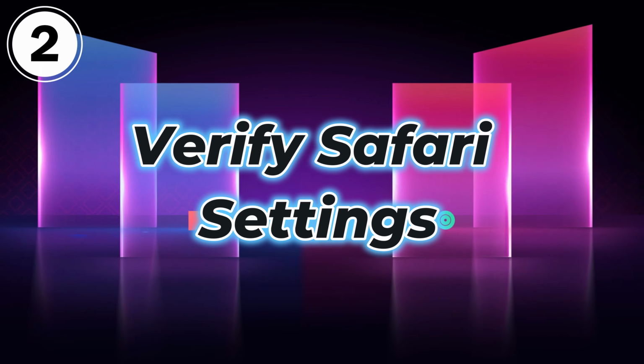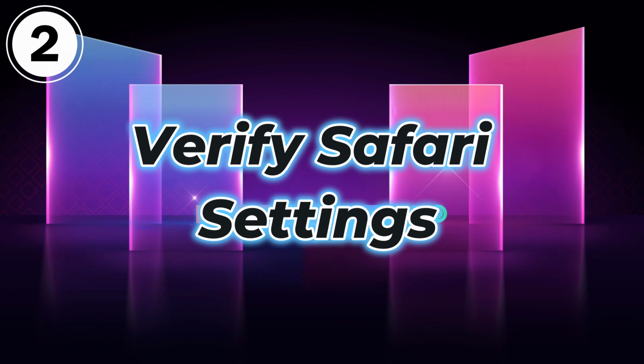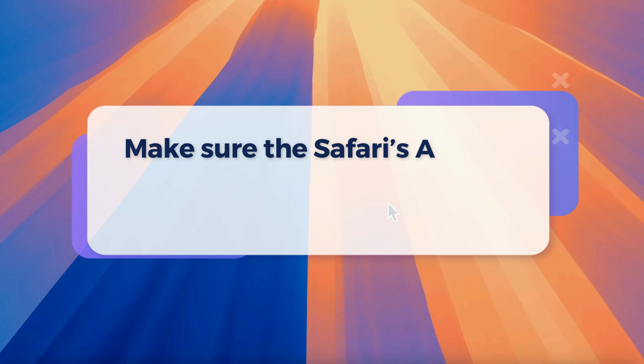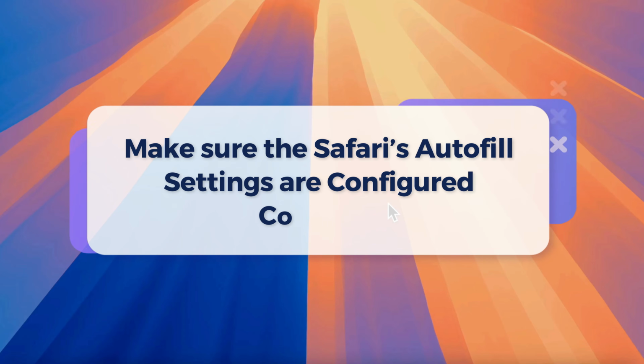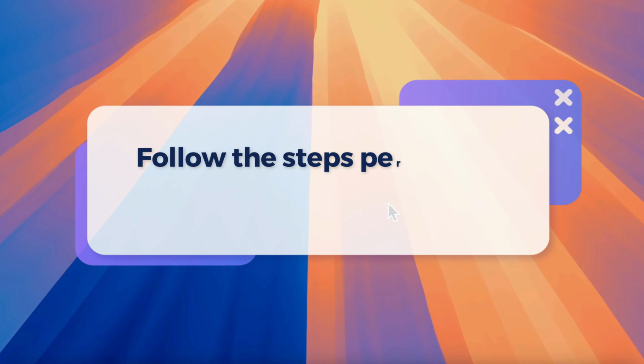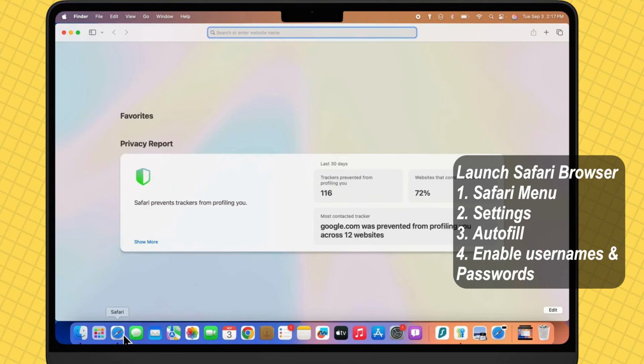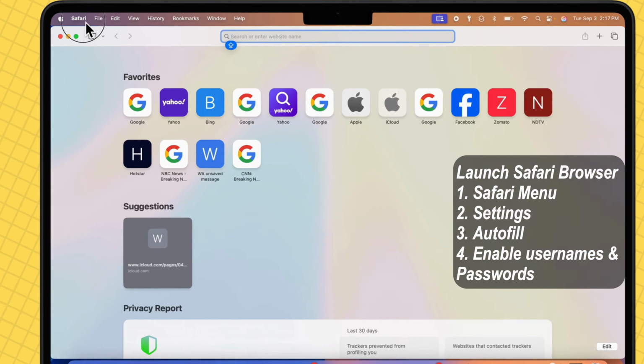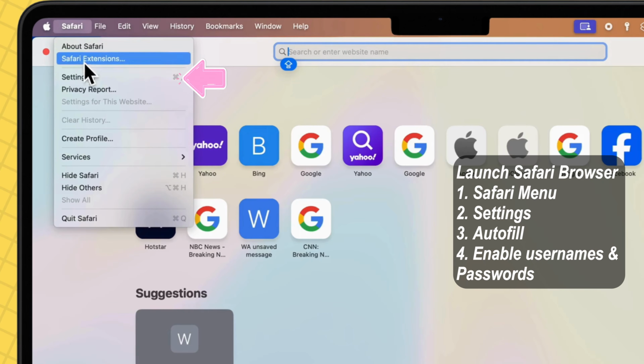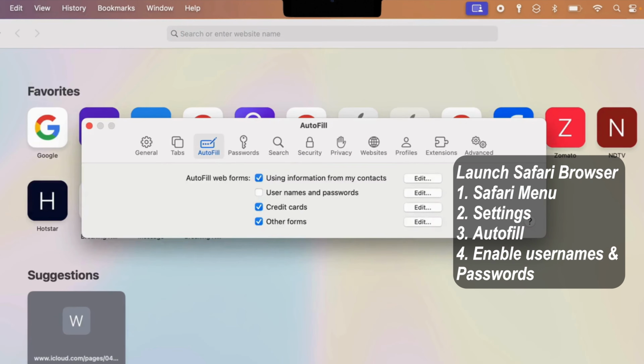If autofill is not working, verify Safari settings. Make sure the Safari autofill settings are configured correctly. Follow the steps performed on the video screen. Launch the Safari browser on your Mac computer. Then, click on Safari from the top menu bar and select Settings. Now, go to the Autofill section and make sure the checkbox for usernames and passwords is selected.